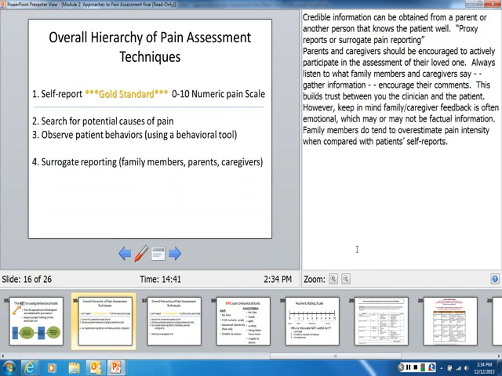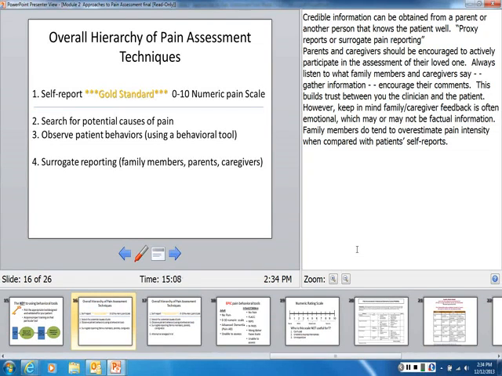Okay. So after you search for possible causes and you observe patient behaviors using a behavioral tool, there's another piece of the puzzle that you can gather information from, and I call it surrogate reporting. That's where you obtain credible information from a parent or another person, caregiver, or family member that knows the patient well. This is called proxy reports or surrogate reporting.